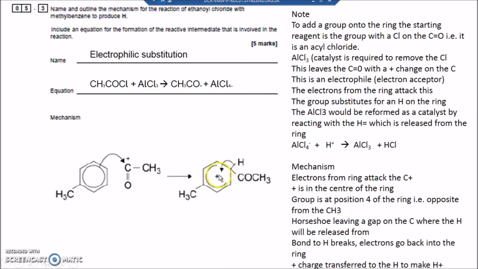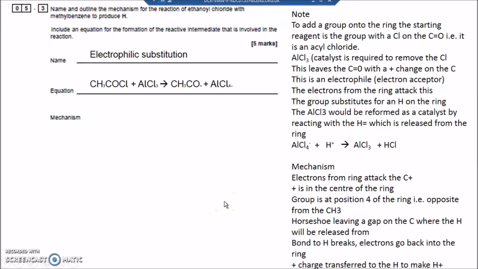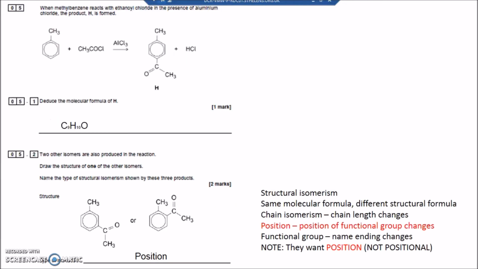Should go a little bit further round with a plus in the middle of the ring, because it's the ring that's lost electrons. Electrons have come from the ring, so that becomes plus. The plus on the C is gone because it's had electrons put onto it, so it's neutralised. And there's the COCH3 joined on. I've drawn the H, and then that goes back into the ring, and that is going to make my product, which is this. Phenylethanone, methylphenylethanone.